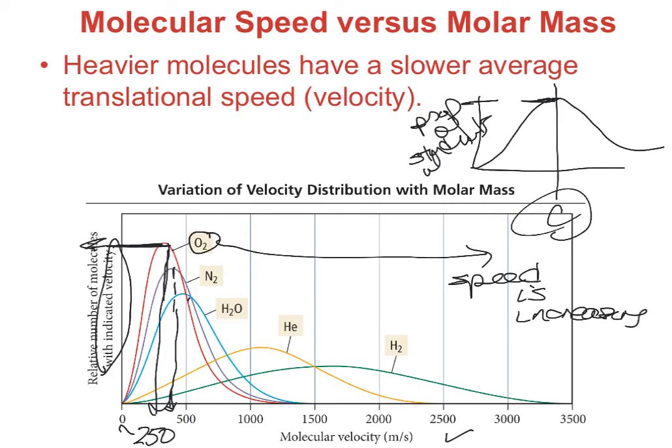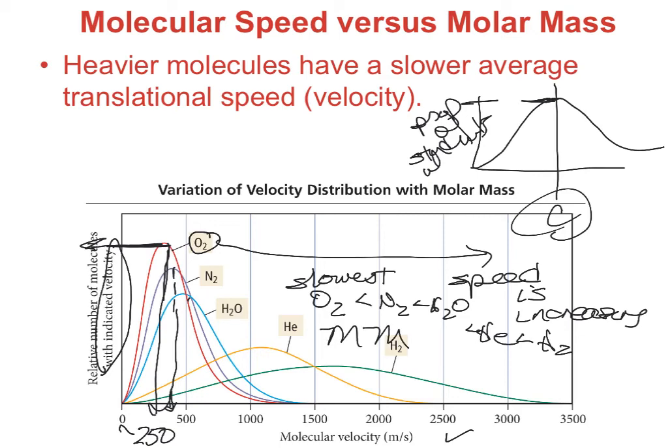If you were to order them from slowest to fastest, the slowest would be oxygen, and then nitrogen, water vapor, helium, and hydrogen. And you might notice, hopefully, that the molar mass goes in the same order. The molar mass is increasing going to the left. So the smallest, lightest molecule is the fastest. Also notice how they're spread out more. As they get to be faster, like look at hydrogen, look how spread out the distribution of speeds that the hydrogen molecules have in a group.